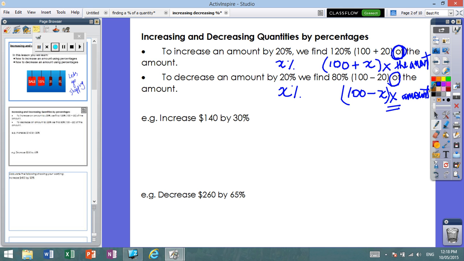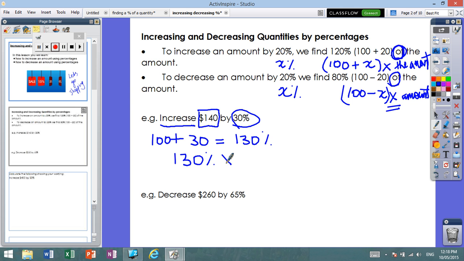Okay, so let's have an example. We've got increase, which means we have to add something on from 100, and it is 30%. So we're going to add on 30, which gives us 130%. Now what's our amount? Because then we need to work out our amount. So our amount is 140. So we need to go 130% times $140.